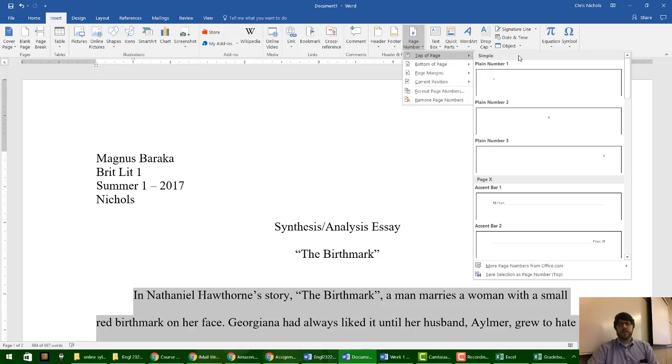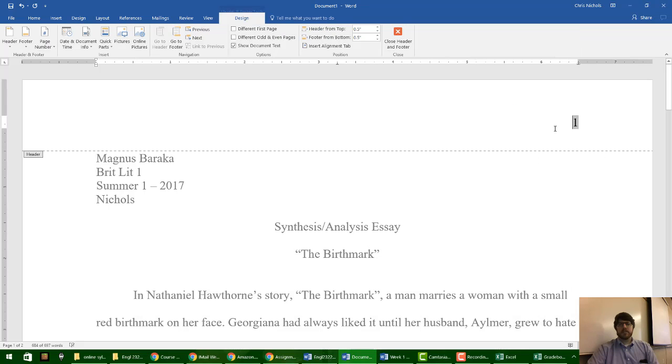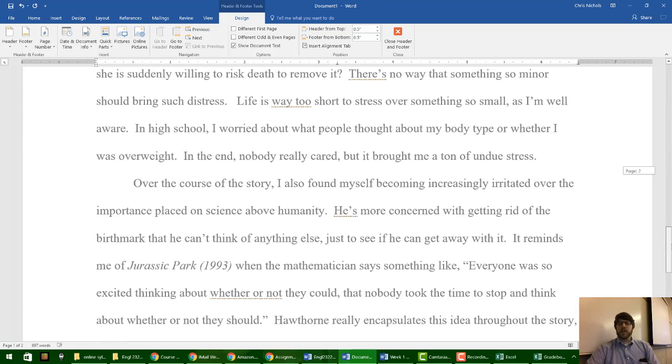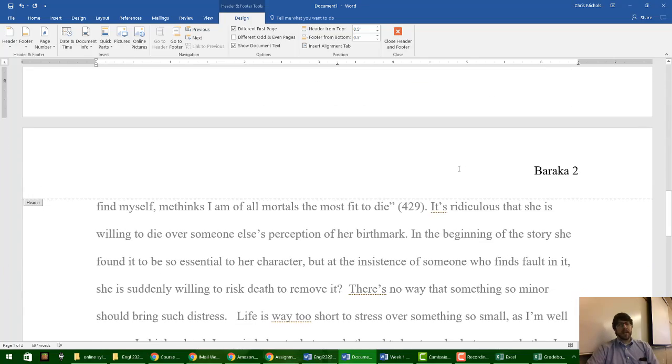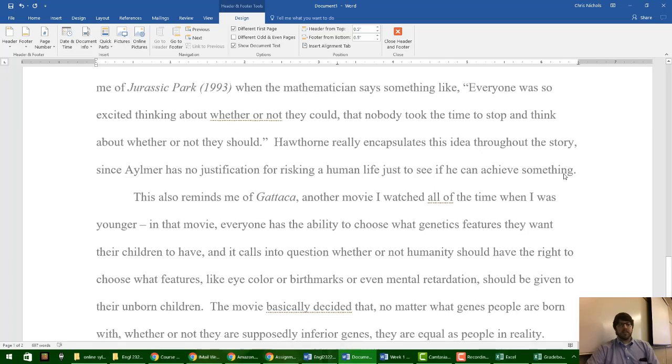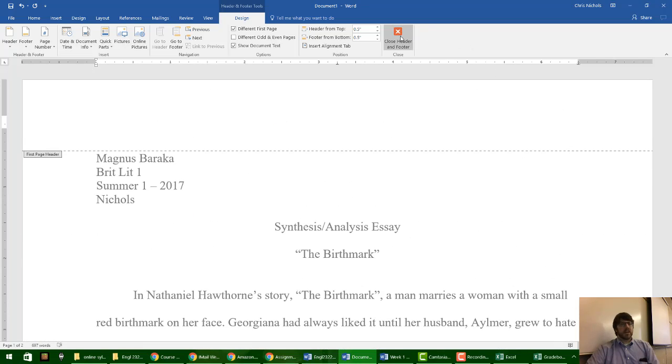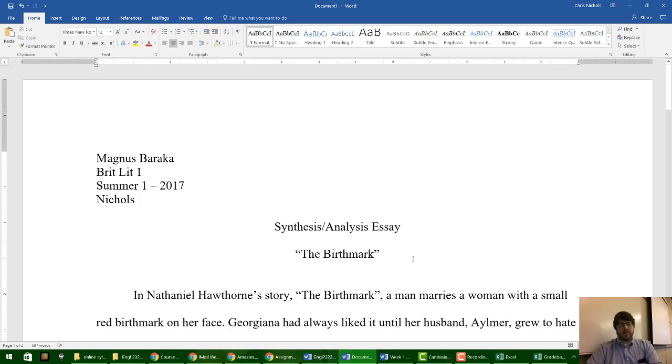Top of page, right side, and we'll make it the last name with the page number. And technically you want it to be different first page, so the first page doesn't include that, only the pages after that. So hopefully, since I verified it was on the other page and I clicked different first page while I was on the first page, it should now only contain it on every page afterwards. So technically that's correct. At this point you'll close header and footer and get back to your writing, but you're done.